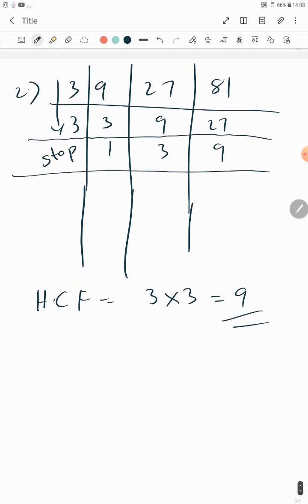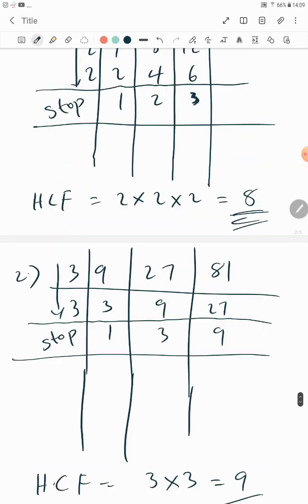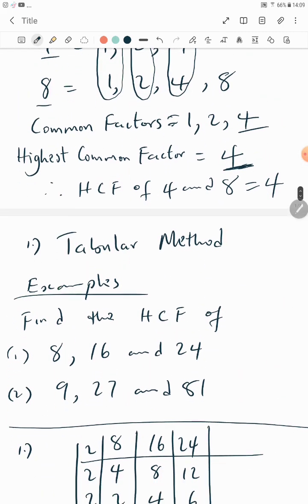Just take note of the difference between when you are using it for HCF and when you are using it for LCM. When you are using it for LCM, you divide all through until you get 1, 1, 1. And when you are using it for HCF, once you get to the level that at least one of them cannot be divided by a particular prime number you want to use, then you have to stop. So this marks the end of this video.